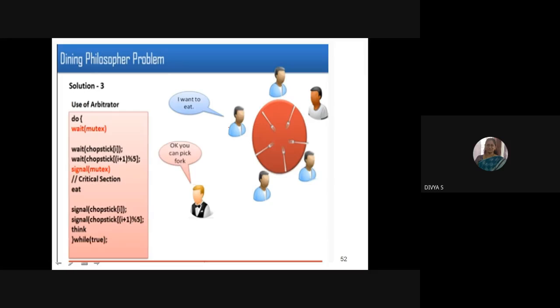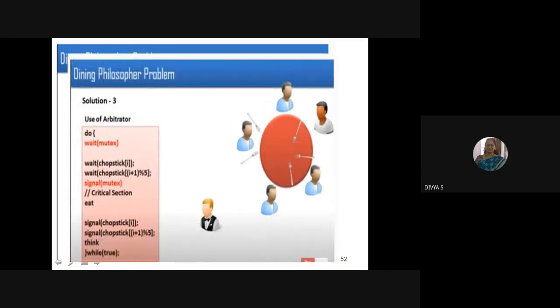Now, what does the waiter do? He checks. He simply doesn't say that you start picking the chopsticks. He only responds to the philosopher by checking enough resources. If enough resources are available, then you will get some response from the waiter. Now you see, after his request, the waiter responds, okay, you can pick. So the first philosopher picked two chopsticks.